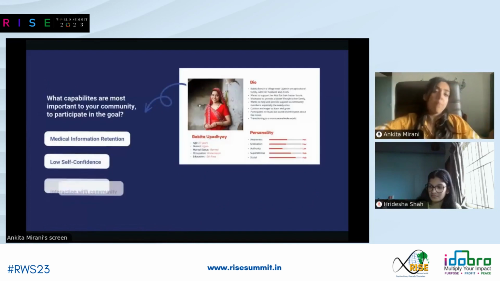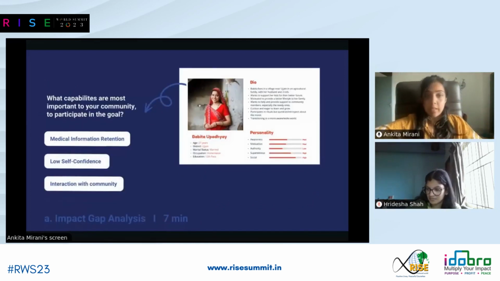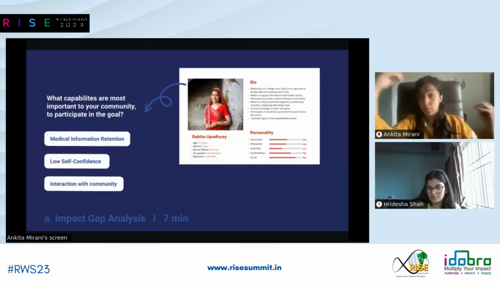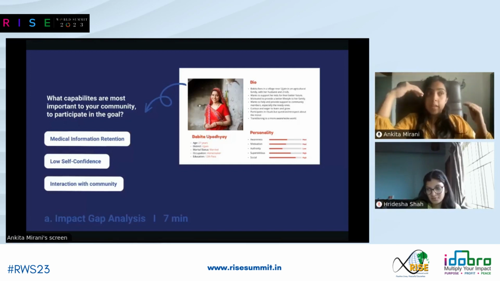Before you even jump onto brainstorming the solutions, you start with key gaps that you really have to work on. And again, this comes in with a lens of what capabilities or what gaps are most important for my community at this point if we would solve those. So again, here it is not an organization lens, it's a more community driven lens.